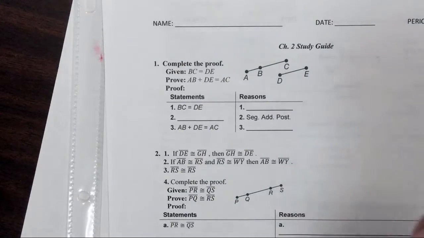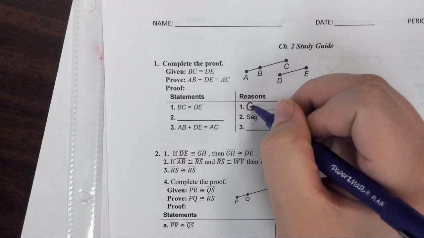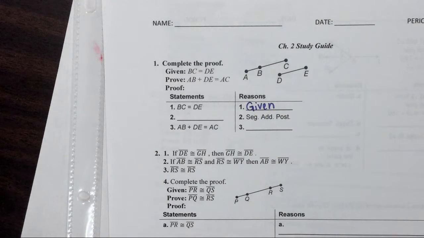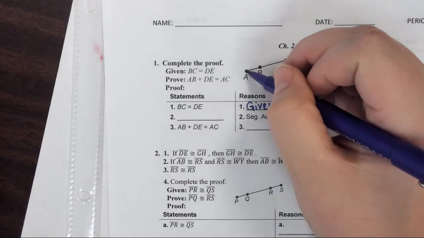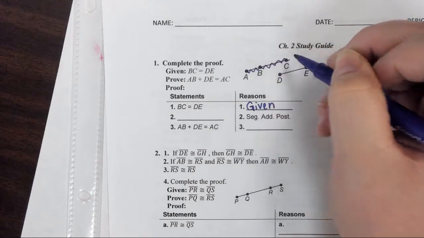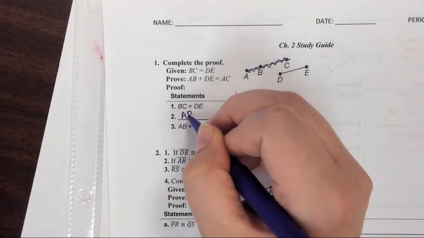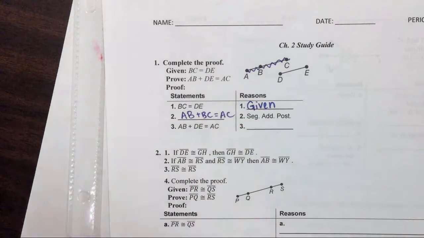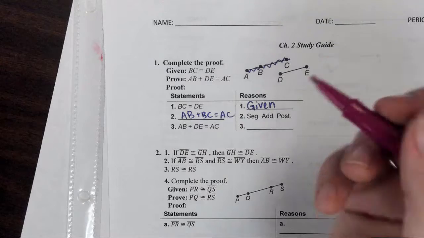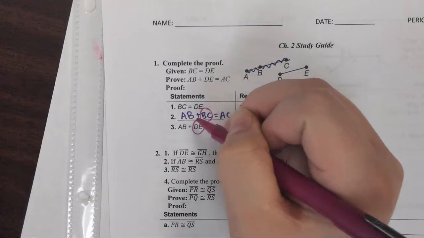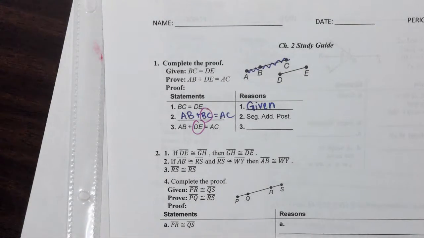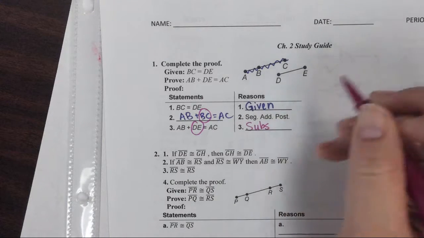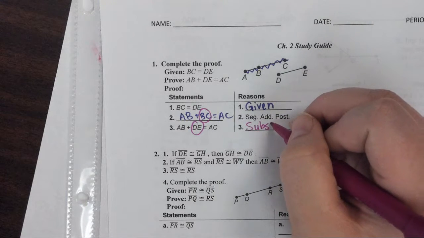On number 1, there's no way you're going to mess up that top line. The only option for segment addition postulate would be AB plus BC equals AC. The only thing I see that changes between line 2 and 3 is BC suddenly becomes DE. That would be substitution. We're substituting in DE for BC.